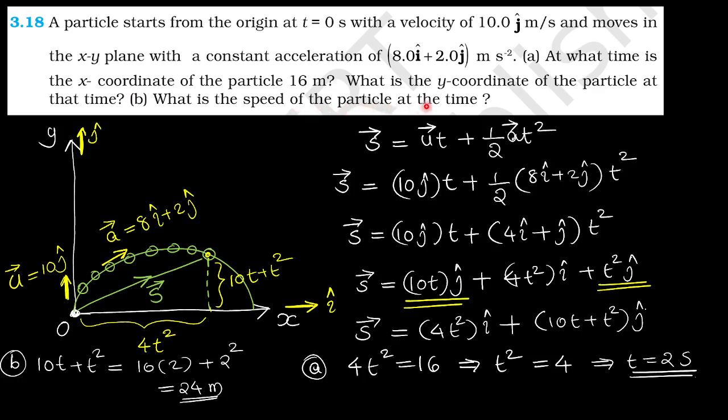What is the speed of the particle at this time? At this time, the body will have a velocity, right? I want only speed, okay? The body will have a certain speed. The body is moving through some path. At this point, when time equal to 2 seconds, what is the speed of the body?